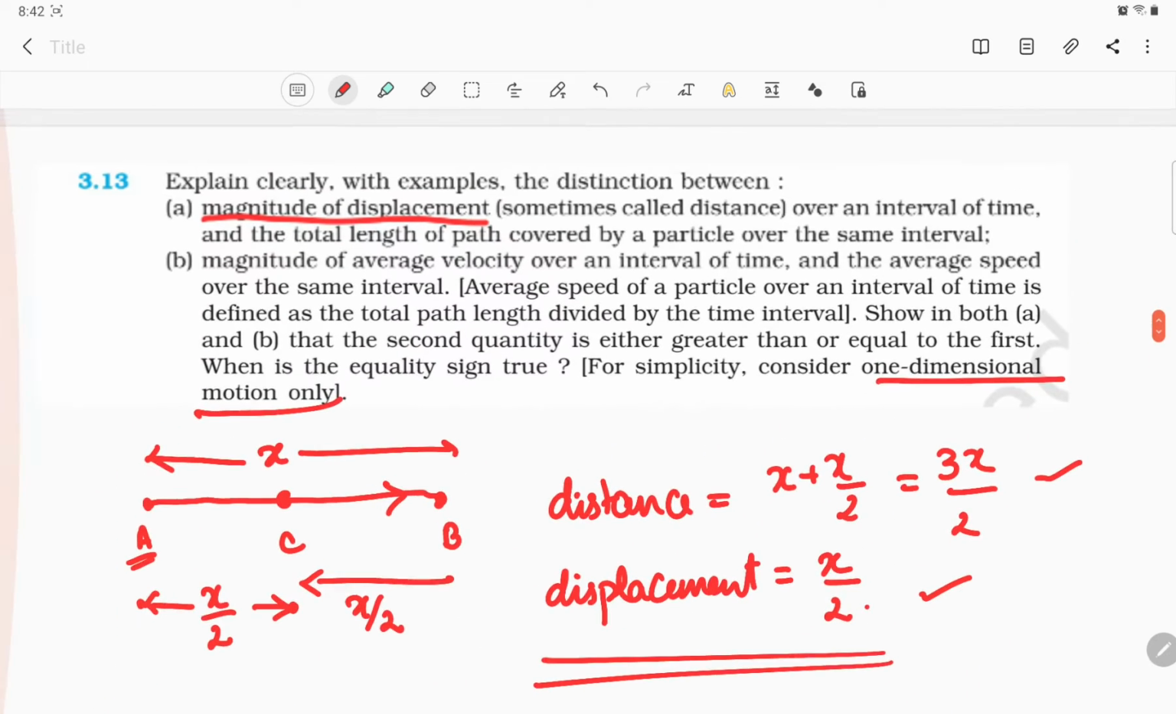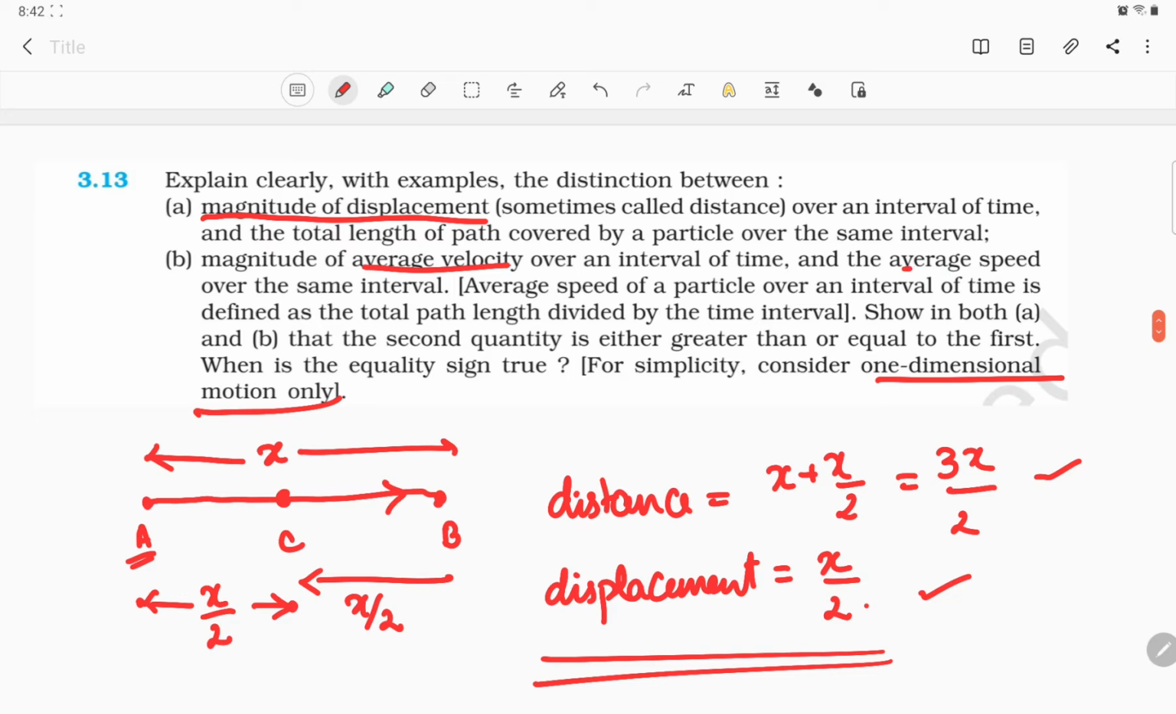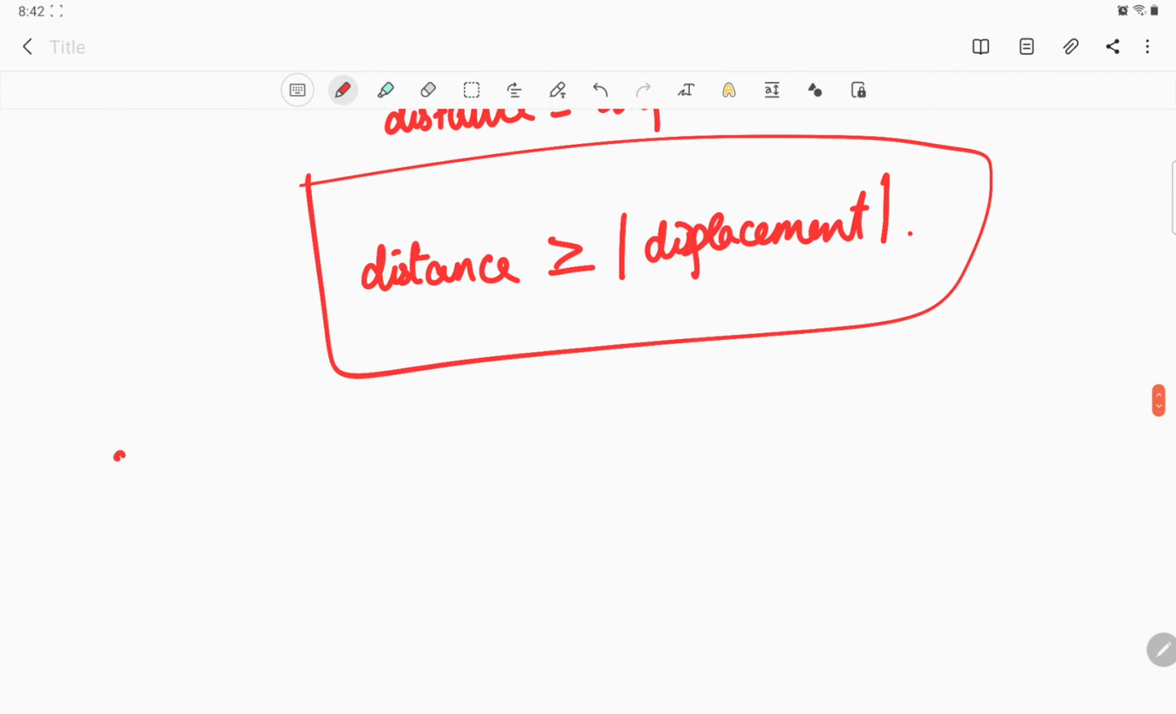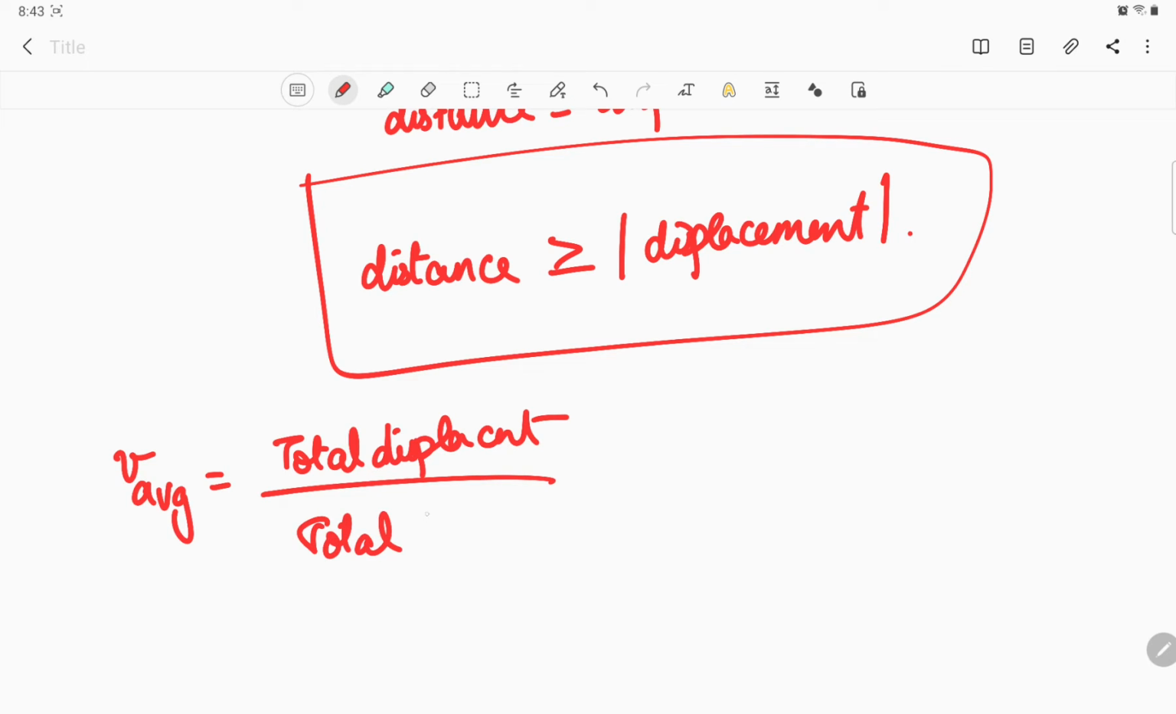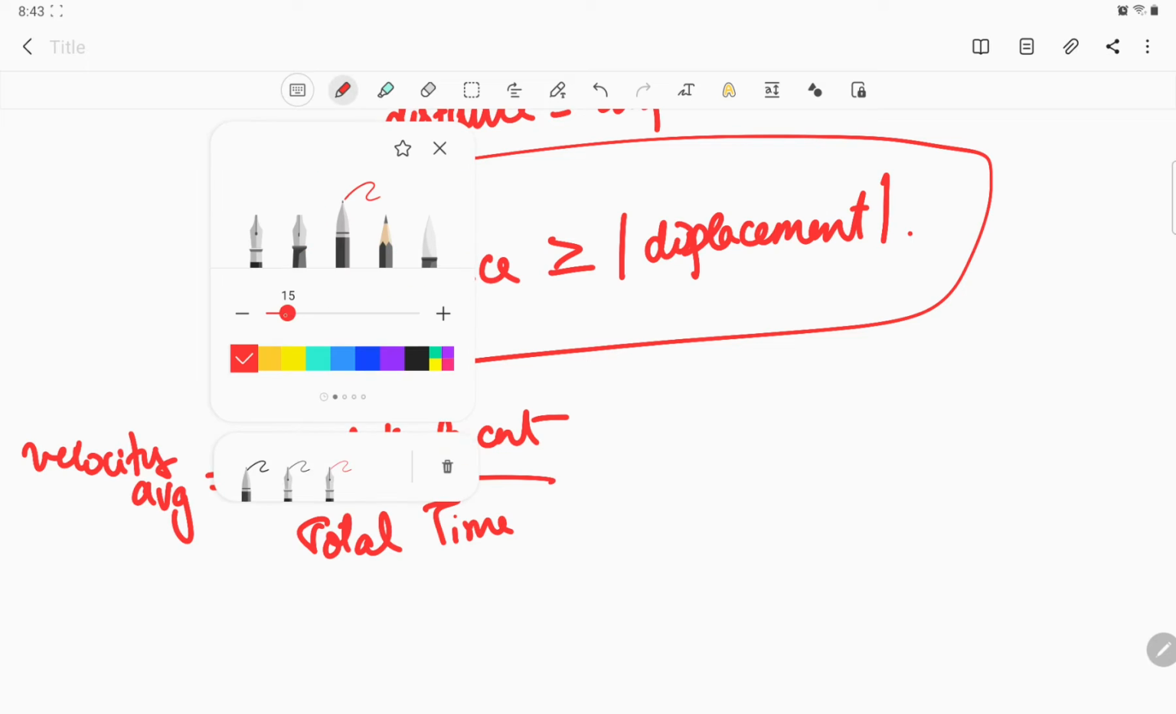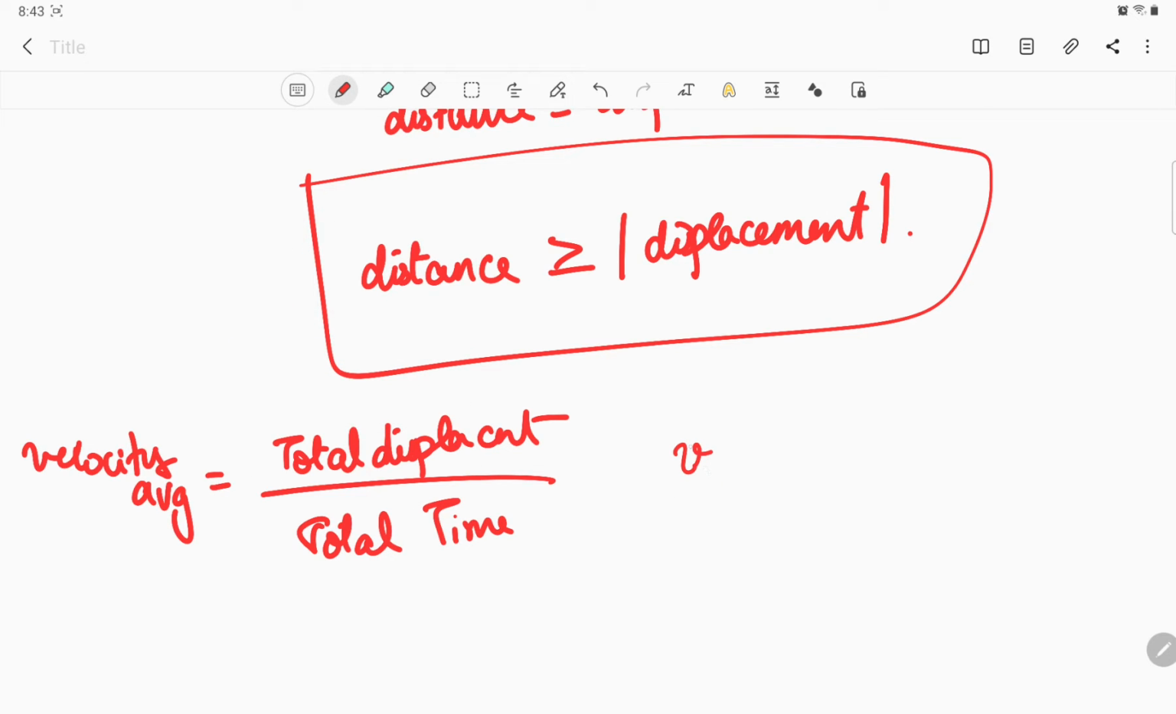Now the same logic you can apply for average velocity and average speed. All right, so if the particle is going to have, we calculate the average velocity: V average is going to be total displacement by total time. Whereas average speed, so this is, let me say, velocity average. So V average, that is the speed average, will be equal to total distance divided by total time.